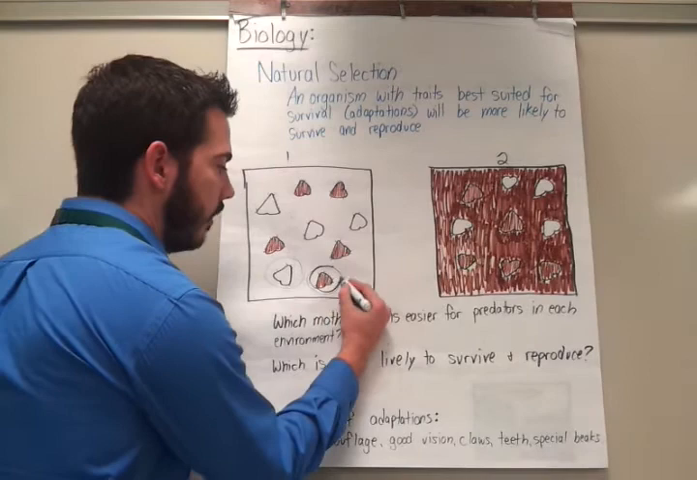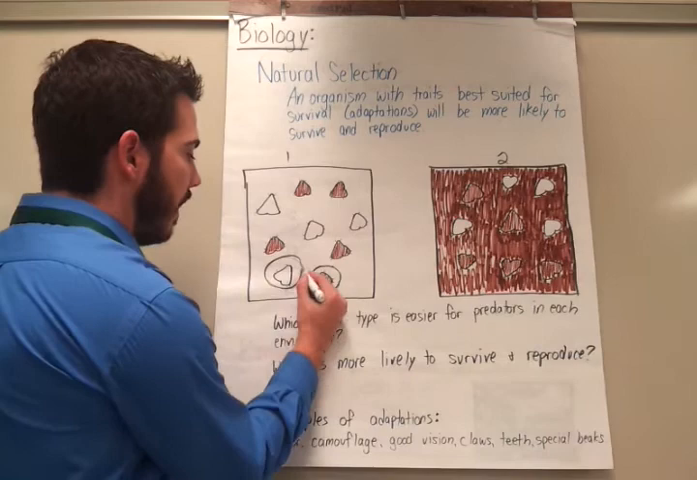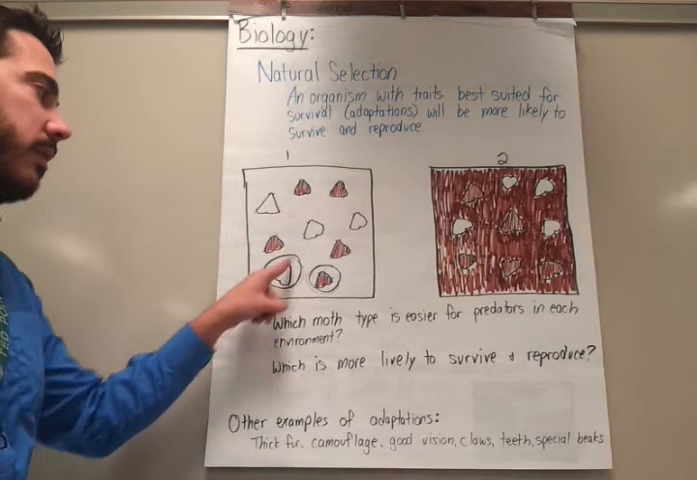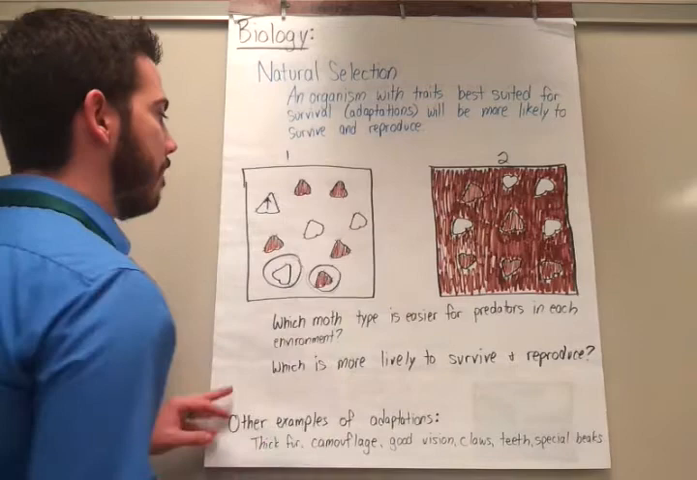And if there's less brown moths because they're being eaten, then that means they don't make babies. They're not able to reproduce. If you talk about the white moths in this scenario, if they're able to survive better because they're camouflaged and they blend in with their environment, then they're not being eaten as much, so they have more babies. And so over time, what we will see is an increase in the population of white moths and a decrease in the population of brown moths.